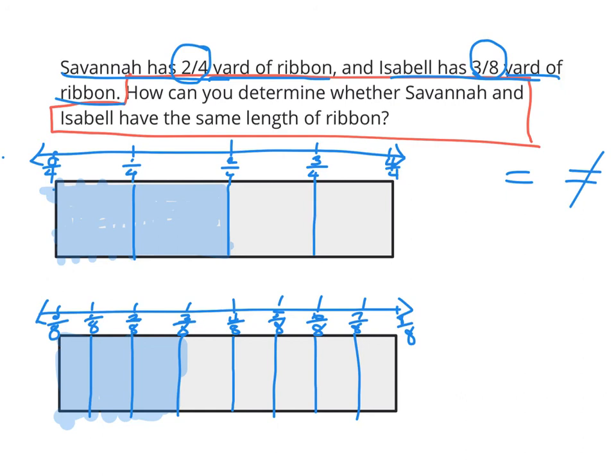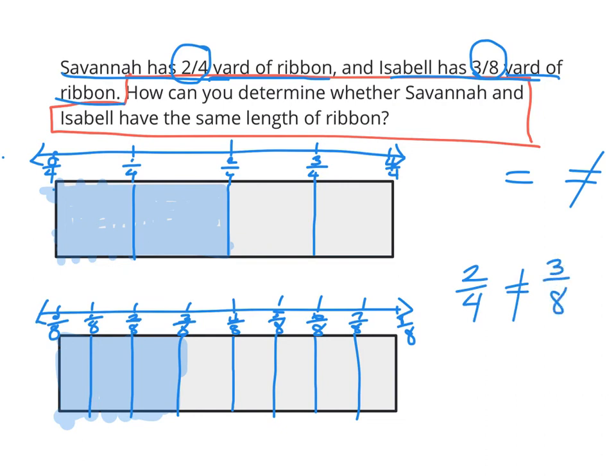Now we can clearly see Savannah has 2/4. Is that the same as 3/8? No, right? The parts representing 2/4 reach a point on the number line here that is farther from 0 than the parts representing 3/8. So we could tell with a model that it is not equivalent, so we can actually write down that 2/4 is not equivalent to 3/8.